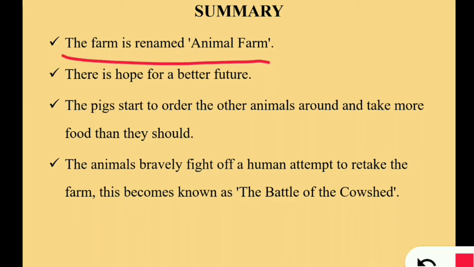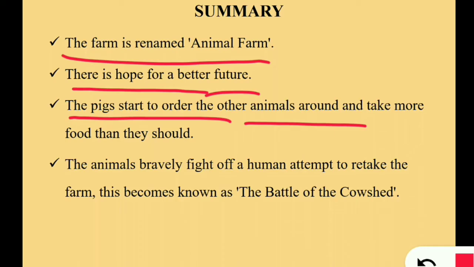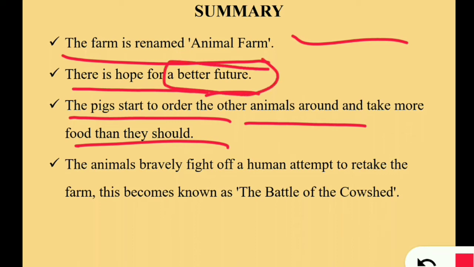The farm is renamed Animal Farm. There is hope for a better future. The pigs start to order the other animals around and take more food than they should. Here, the name of the farm is now changed to Animal Farm. There is a hope of a better future. It is because they have thrown away the tyrant Mr. Jones and they are thinking of getting a better leader for them. They thought that they would get somebody better than Mr. Jones.